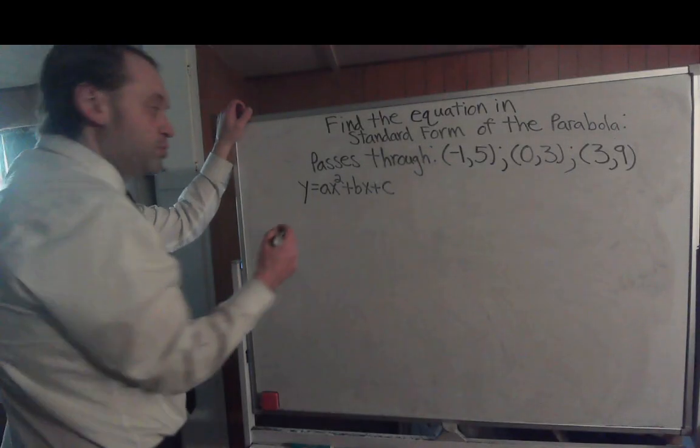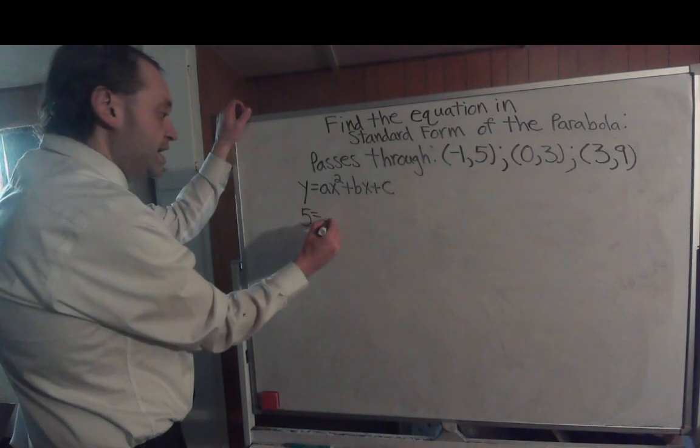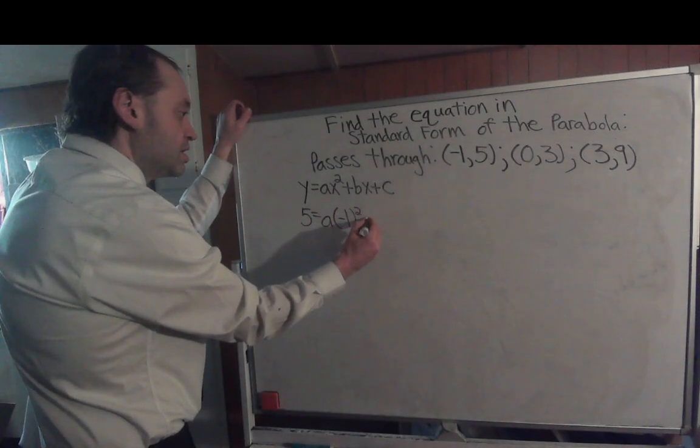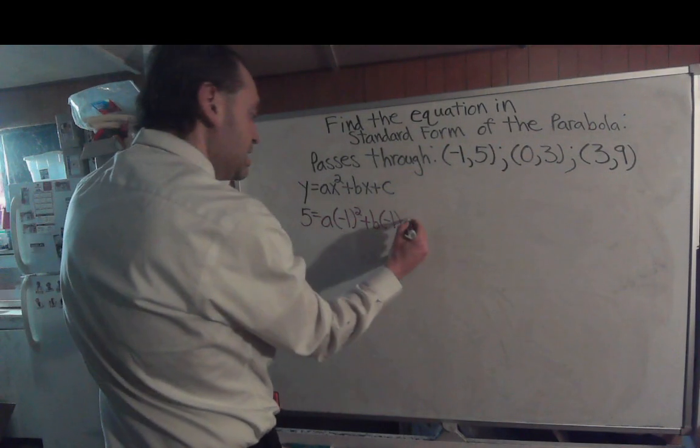So you would end up with, let's see, 5 is equal to a times your negative 1 squared plus b times negative 1 plus c.